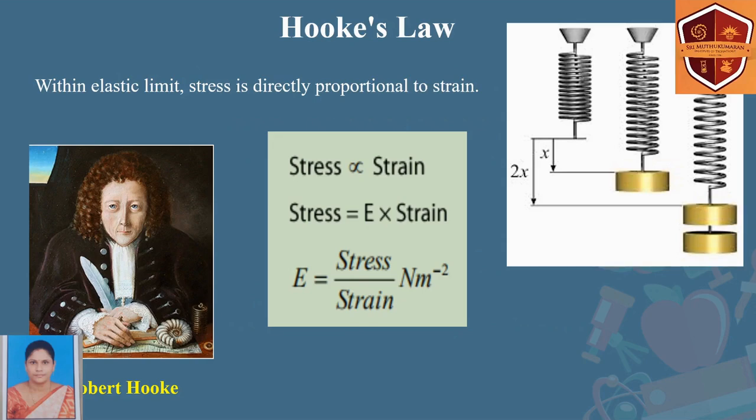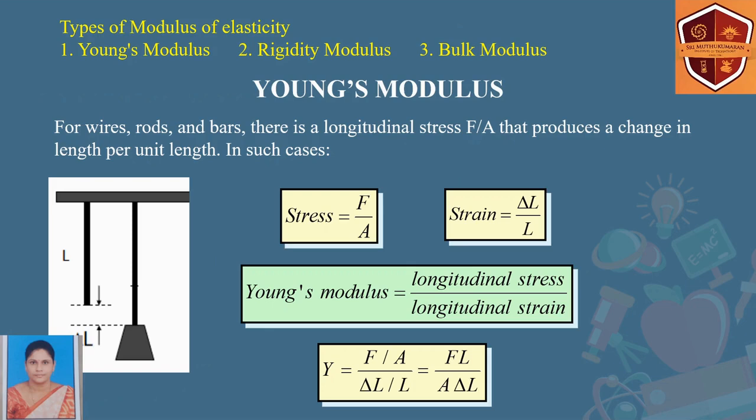And then we are going to see Hooke's law. Hooke's law says that stress is directly proportional to strain. This is applicable only within the elastic limit. To remove the proportionality, we need to add a constant, E. Stress is equal to E into strain. To find the E value, E equals stress by strain. E is the modulus of elasticity, and its unit is Newton per meter square. It was discovered by Robert Hooke, which is why the law has this name.